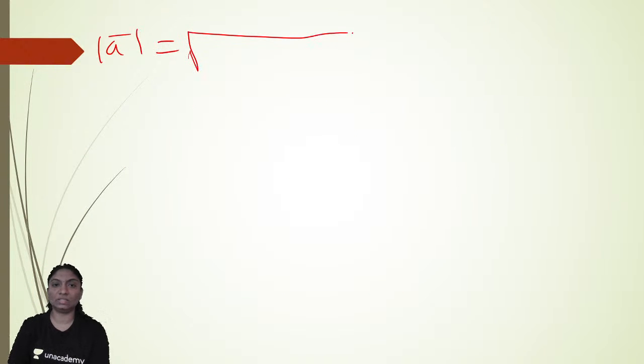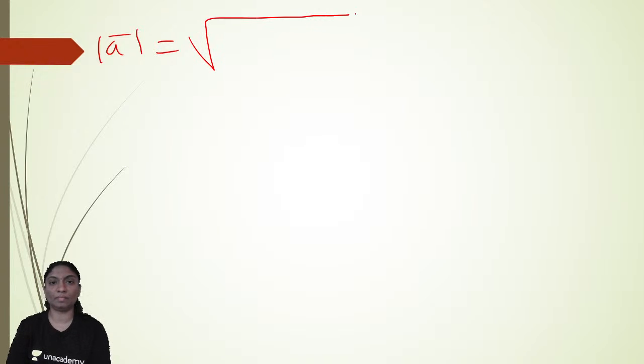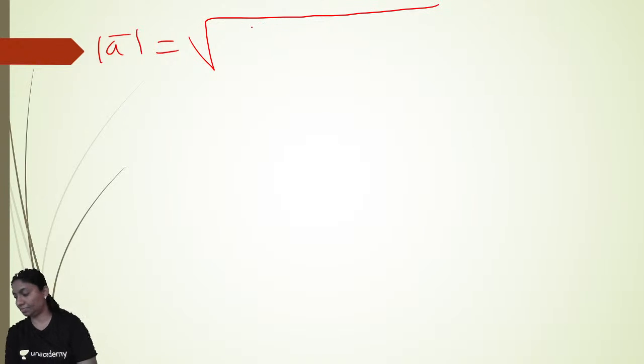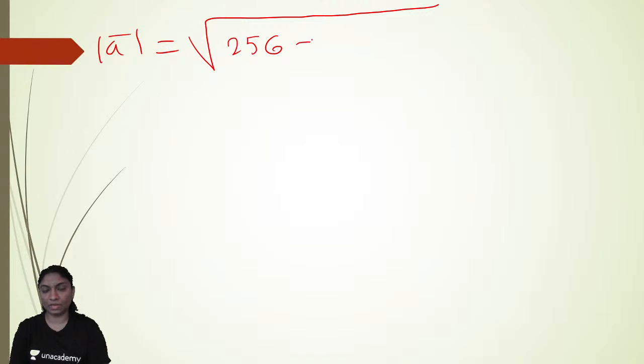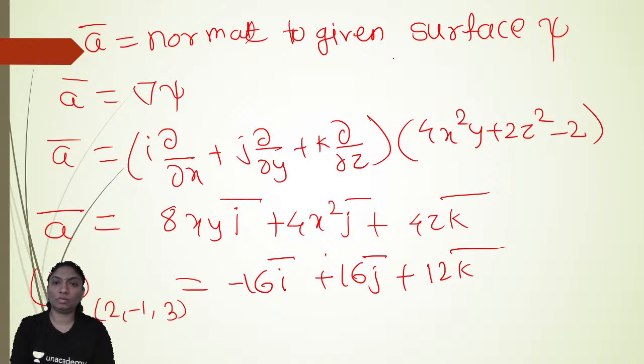We'll calculate mod of a bar. Mod of a bar is equal to root of minus 16 square, so we'll get 256, plus 16 square plus 12 square.